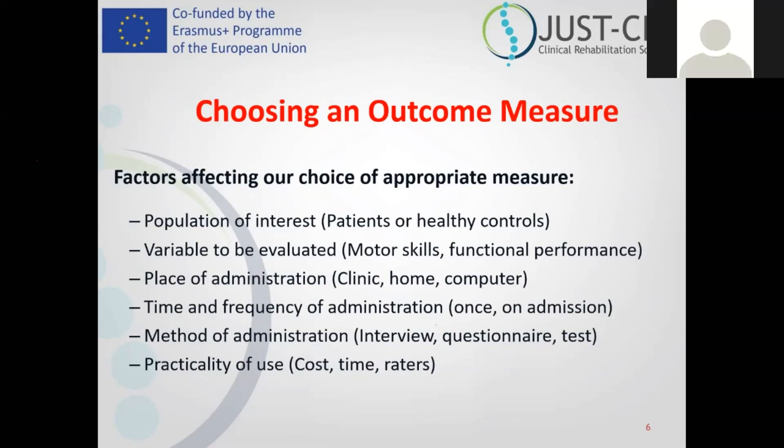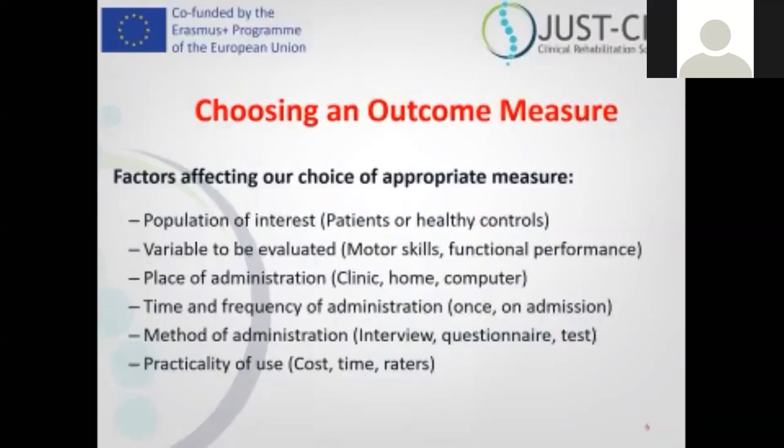Choosing an appropriate health outcome is very important, and there are many factors that may affect our selection of an outcome measure, including the population of interest. So for example, are we interested in assessing a population of patients who have a specific health condition like stroke or Parkinson's disease? Or are we interested more in assessing individuals who do not have health conditions, like healthy controls?